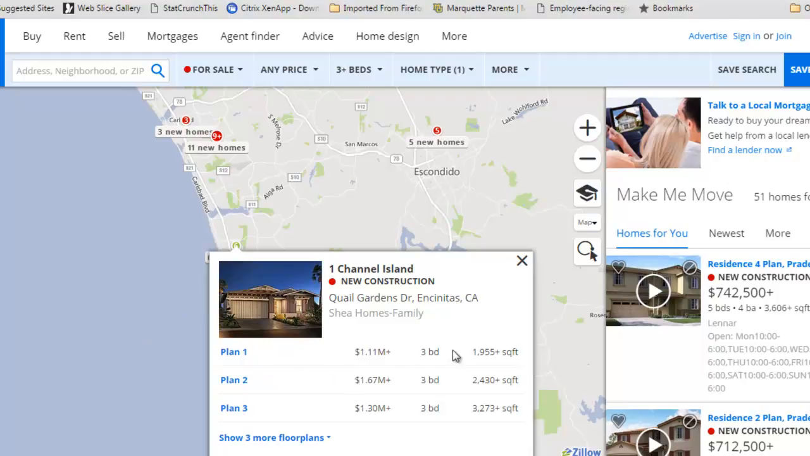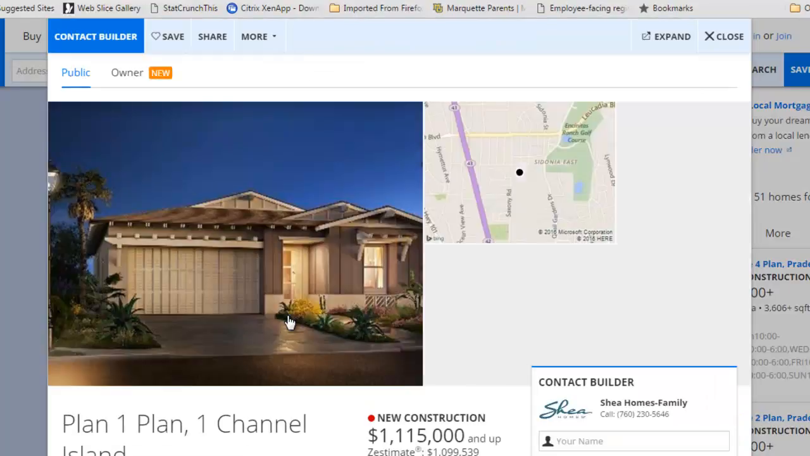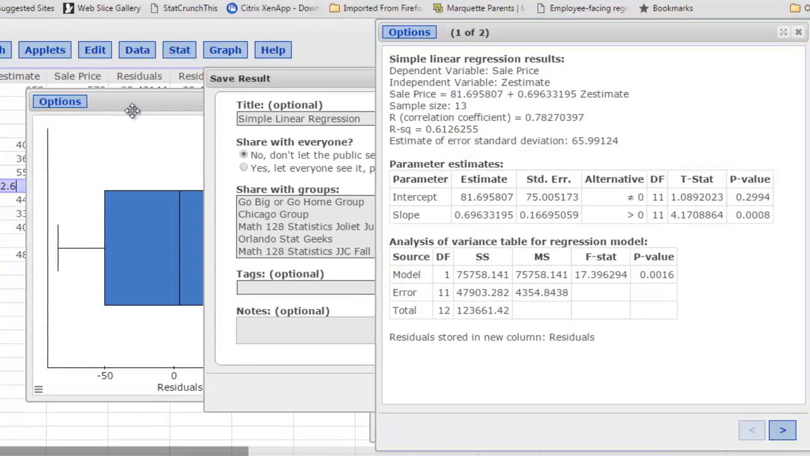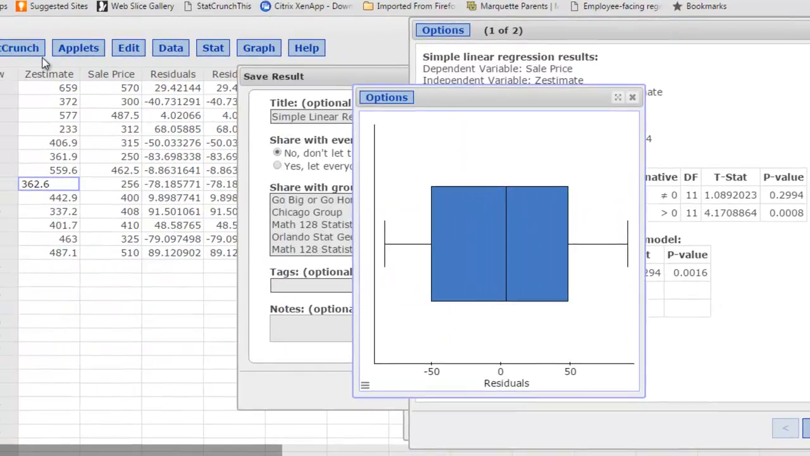Here's a 3-bedroom home. Plan 1 is the cheapie. The estimate is $1.099539 million. Now I'm glad that you pointed this out, because that's 1099, right? Because we went to the nearest thousands. And if you look at our data, our model doesn't apply for that because you're way outside the scope of our model.